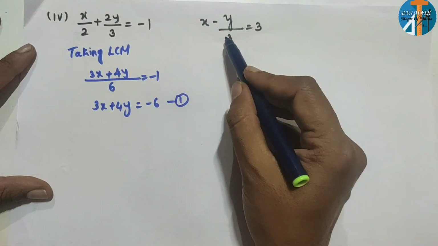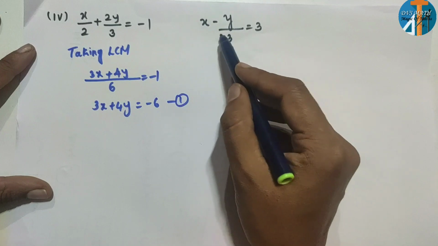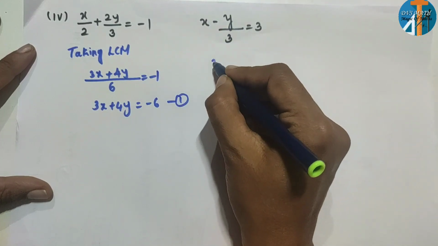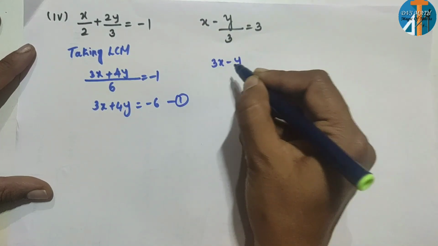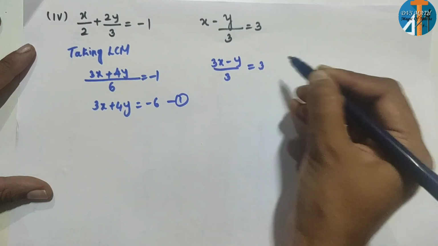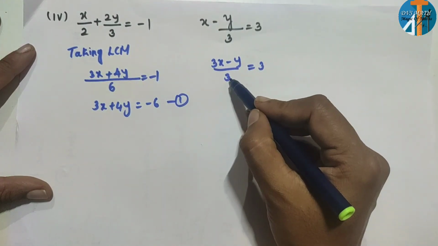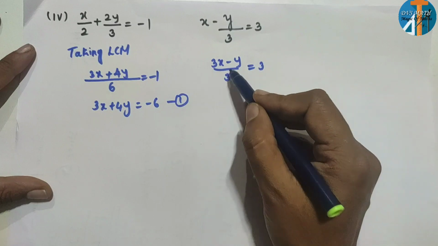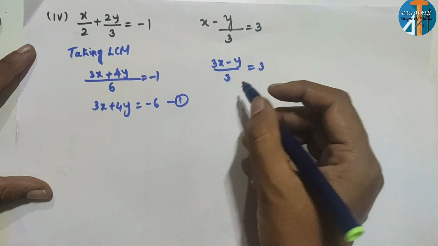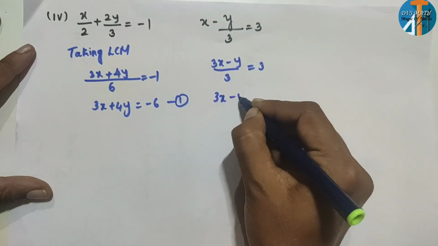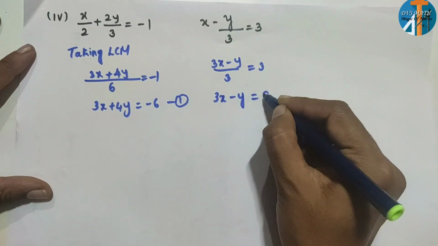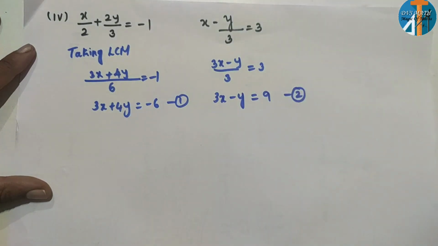Here also you have to do the same. 3 into x, it is 3x minus y by 3 is equal to 3. Now cross multiply, that means take 3 to the RHS. Here it is division, so if you take it to the RHS, it is multiplication. So finally 3x minus y is equal to 3 3s are 9. So this is equation 2.